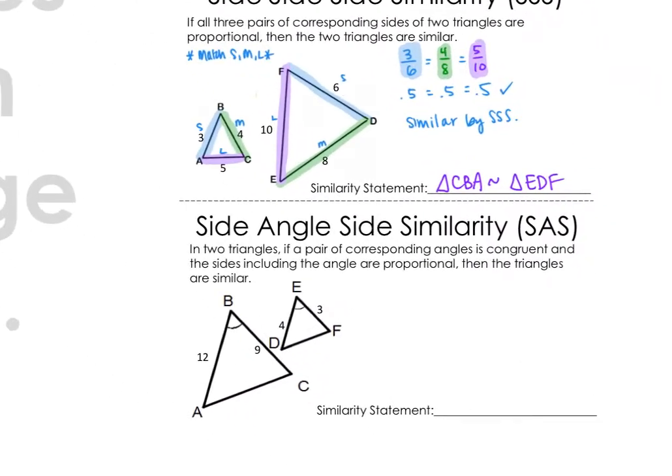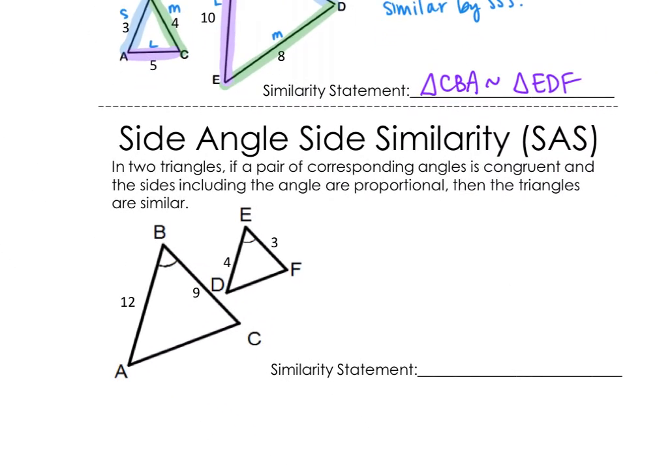So the last theorem we're going to talk about is called side angle side, and side angle side is kind of a mix between angle angle and side side side. Side angle side states that in two triangles, if a pair of corresponding angles are congruent and the sides including the angle are proportional, then the triangles are similar.